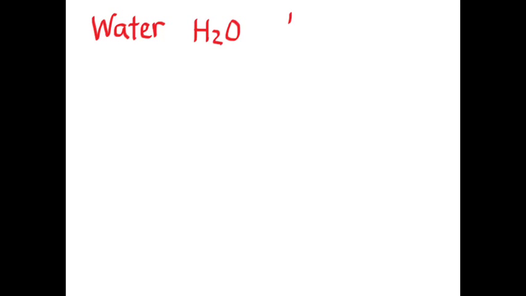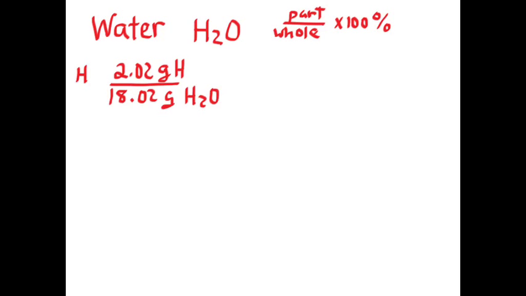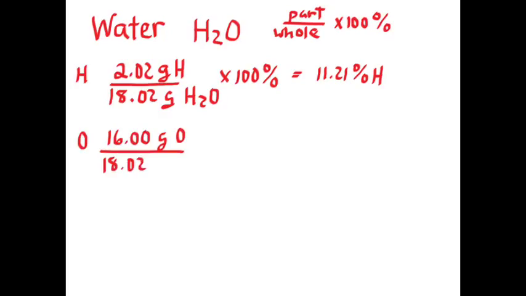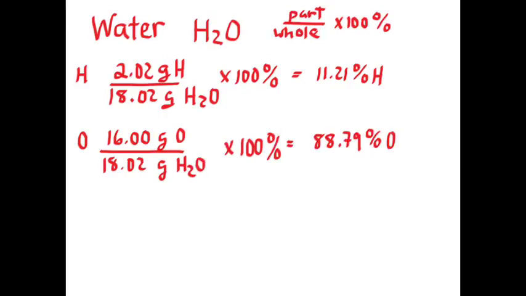Here's the breakdown of water. We're going to do this from the formula. 2 hydrogens, the mass of 2 hydrogens divided by the total mass times 100% gives you 11.21% hydrogen. 16 grams of oxygen divided by the total mass times 100%, 88.79% oxygen. Check. It should add up to 100%.